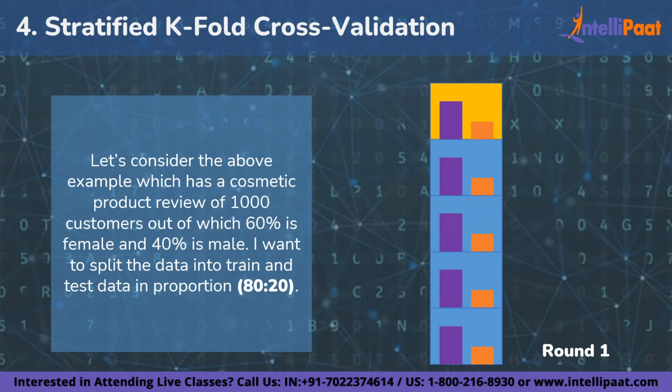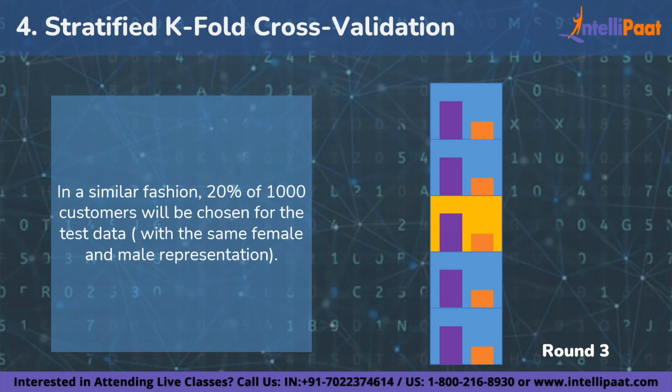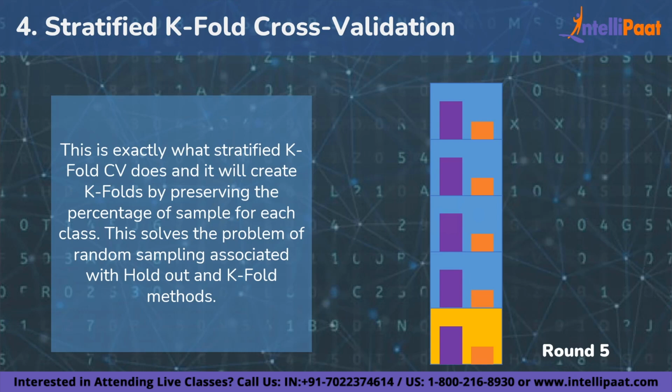And after each iteration, we keep on changing our training sets the same way that we have done in k-fold cross-validation. We keep on changing our test data, and at last, we take the average over all the test data, and using that, we calculate the cross-validation test error estimate. So this is exactly what stratified k-fold cross-validation does, and it creates k-folds by preserving the percentage of samples for each class. So this solves the problem of random sampling associated with hold-out and k-fold methods.